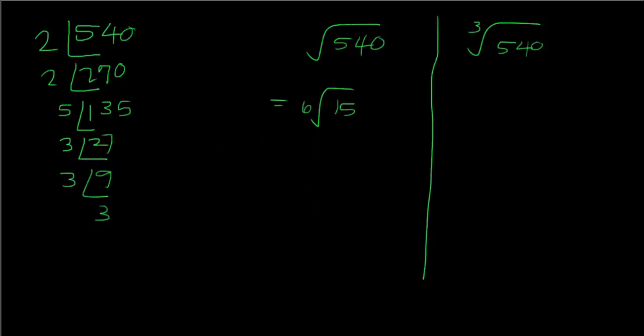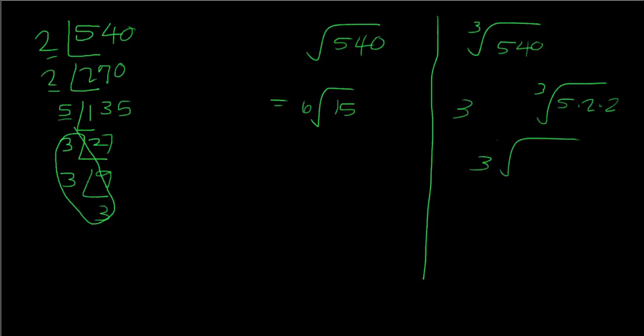Now for the cubed root, I'm looking for groups of 3, and I see one right here. But then there's not another group of 3 of a number that repeats 3 times. So the number 3 can come out because it repeated 3 times. And then 5 did not repeat 3 times, 2 did not repeat 3 times, and this 2 did not repeat. So those can all go back on the inside because they remained. So the answer here is 3 cubed roots of 20.